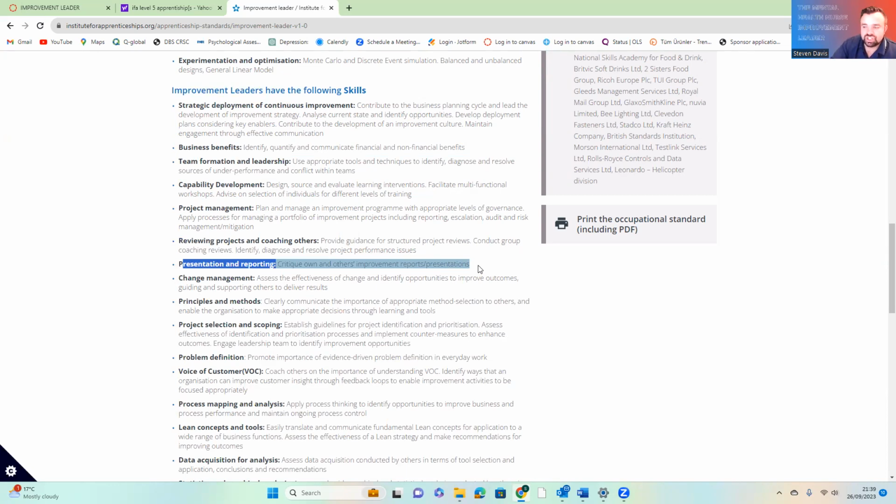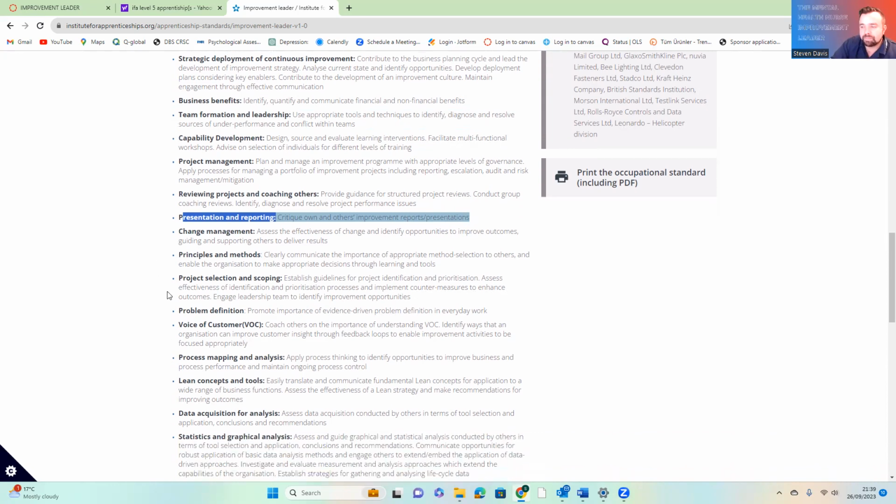You'll identify different change management systems. You'll be able to assess them effectively. You'll be able to implement them. You'll be able to monitor them, and you'll be able to deliver results from them. The principles and methods, so clearly communicating the importance of what you've selected, understanding the tools that you've selected, and understanding how those tools work. Again, looking at project selection and scoping, understanding what your project is, how you're going to scope it, and the different systems and supports that you'll have for that.